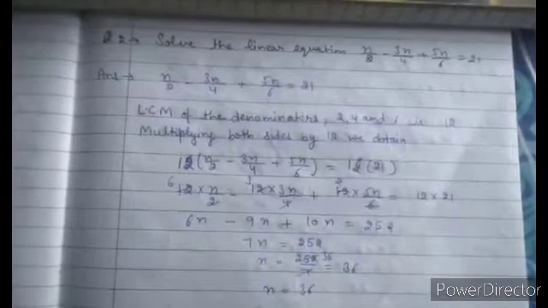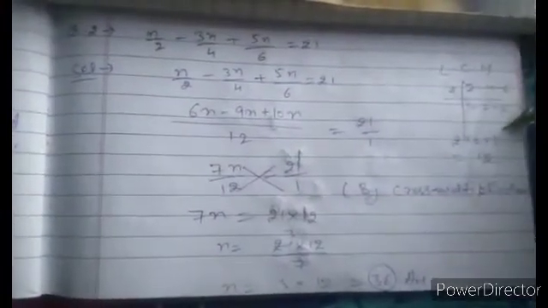Now let's see the second method. This is the second method to solve question number 2. In this method, n terms will be on one side and terms without n will be on the right hand side. So already these terms are on the left hand side. We will take the LCM. We will show the right hand side.